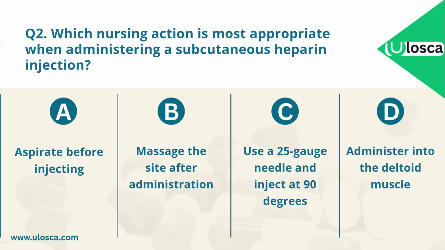Question 2. Which nursing action is most appropriate when administering a subcutaneous heparin injection? A. Aspirate before injecting. B. Massage the site after administration. C. Use a 25-gauge needle and inject at 90 degrees. D. Administer into the deltoid muscle. Which one is the correct answer?